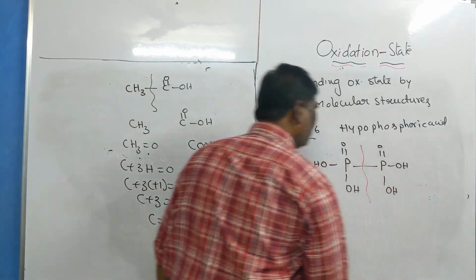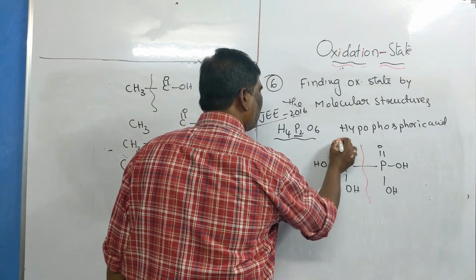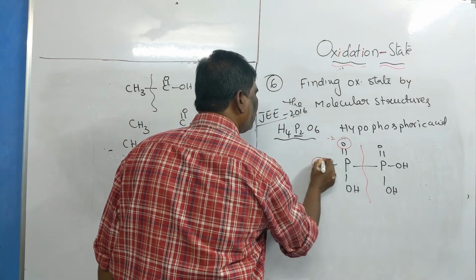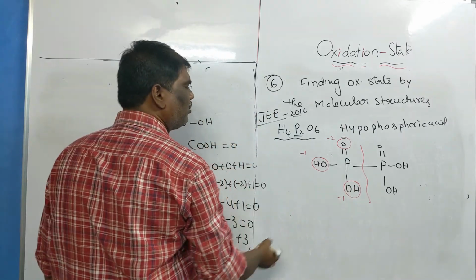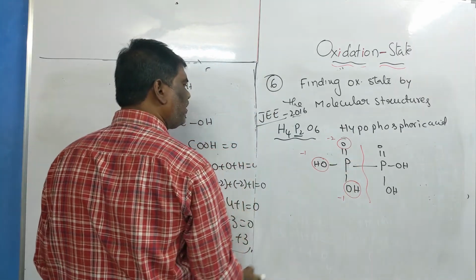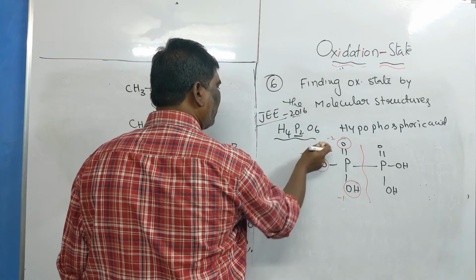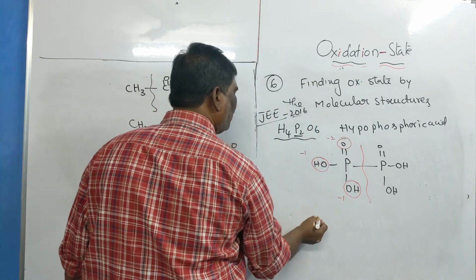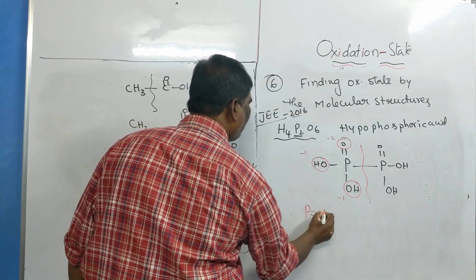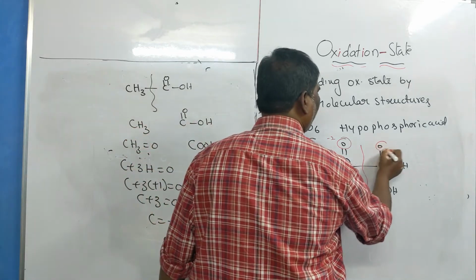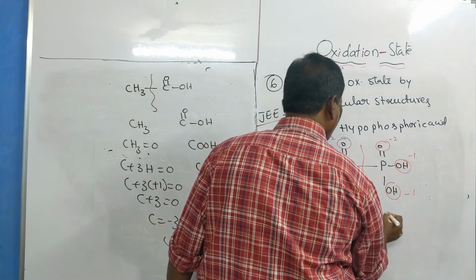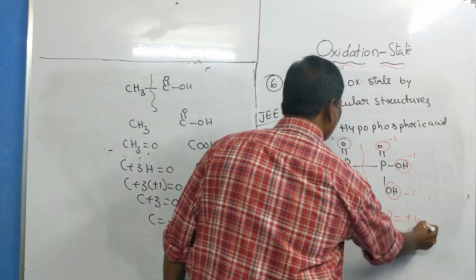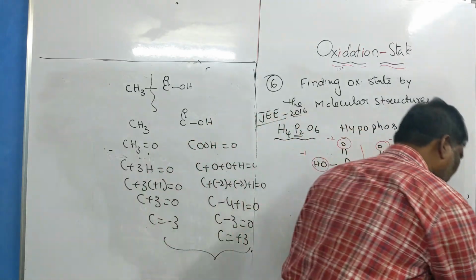Now we calculate the oxidation state. You know oxygen is generally -2, this OH is -1, and this OH is -1. So what is the overall oxidation state? The overall is -2, -1, -1, so for phosphorus we get +4. Here also we take -2, this is -1 and this is -1, and here also we get +4. Thus the oxidation state is calculated.